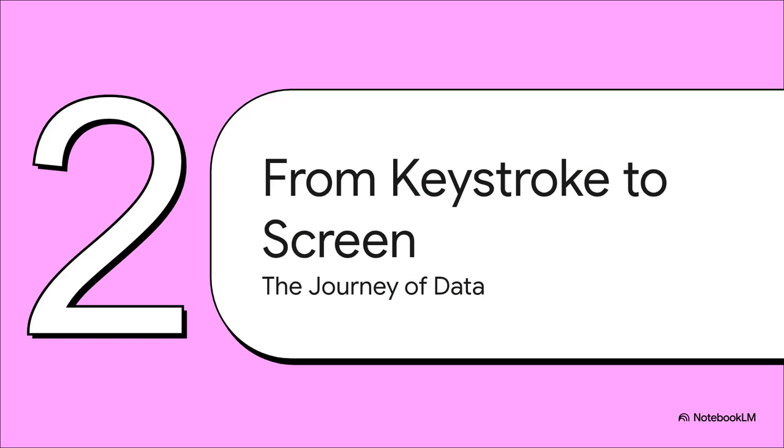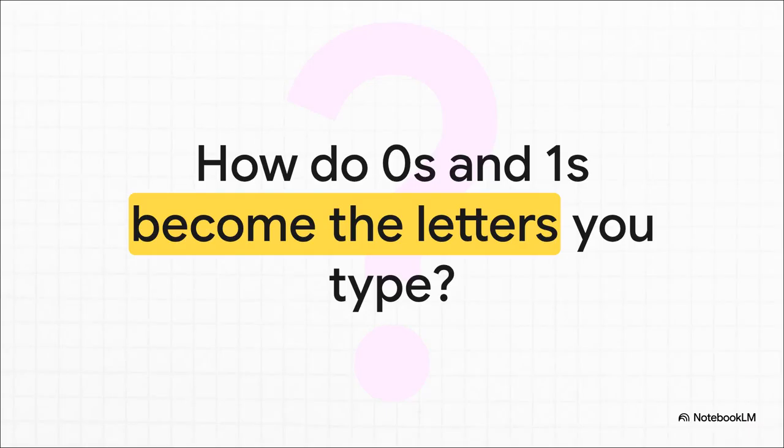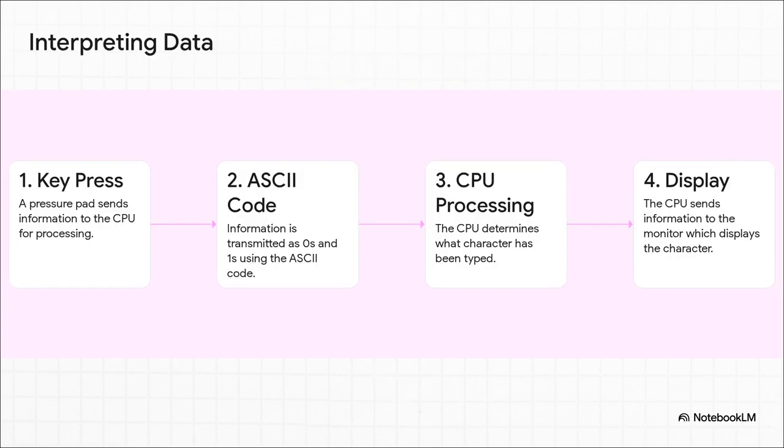So now that we know about binary, let's actually see it in action. We're going to follow the lightning-fast journey from the moment you tap a key on your keyboard to the letter popping up on your screen. So here's the puzzle, right? How do those abstract zeros and ones become the very real, very readable letters that you type every day? Well, it's all about a super fast four-step process. It all happens in the blink of an eye.